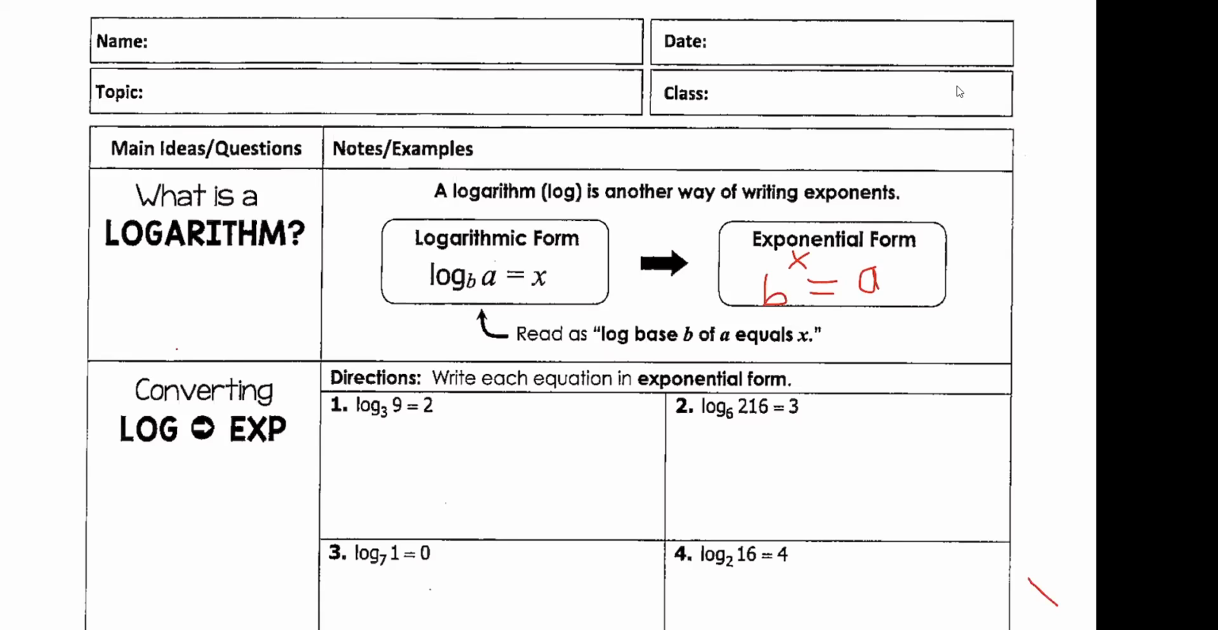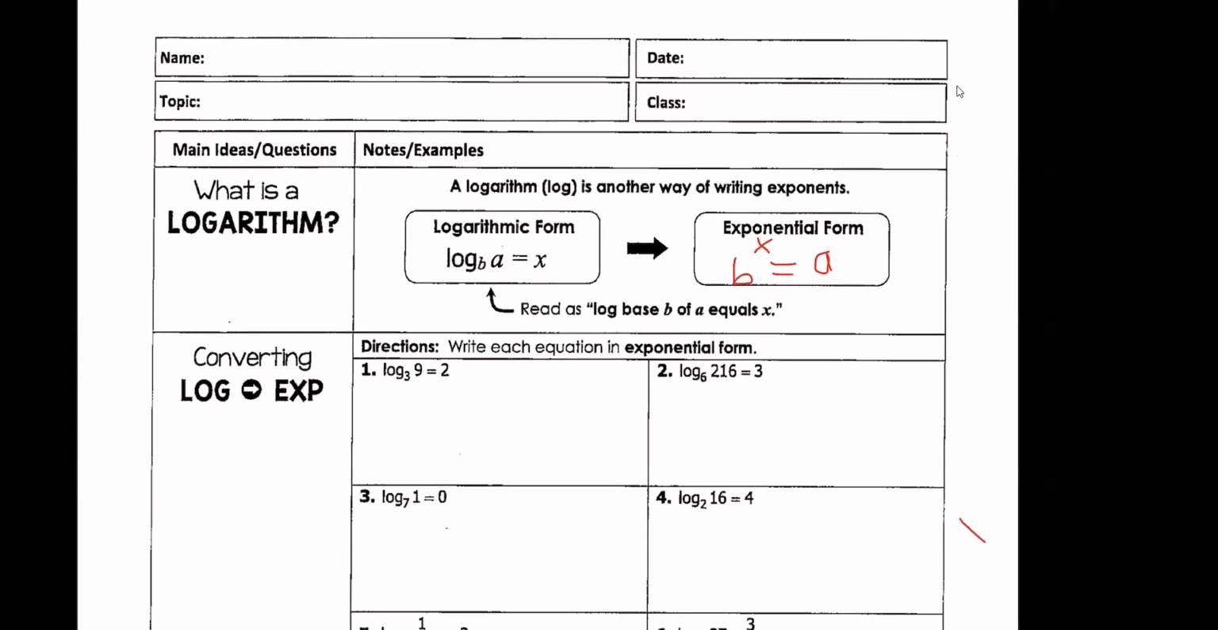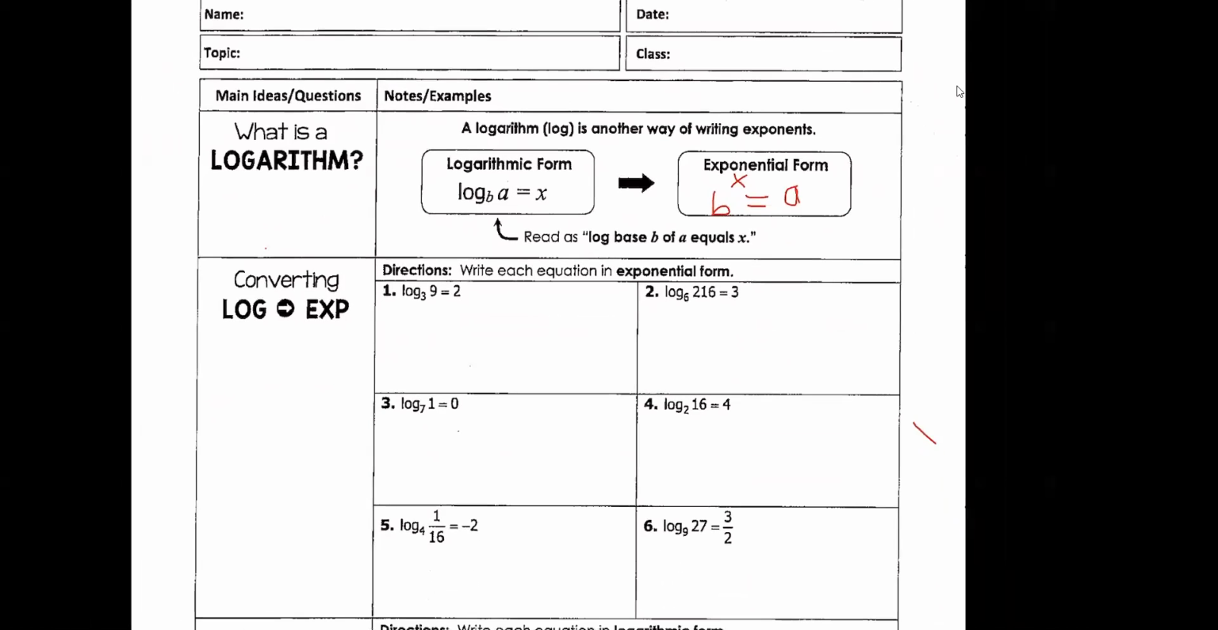There's different ways. I don't have one off the top of my head, but if we're ever having trouble, there are clever ways. I know teachers teach you to remember how you do this. I'm trying to think. I've heard one before. Maybe I'll try and look up some mnemonic devices or catchy sayings to remember how to rewrite this.